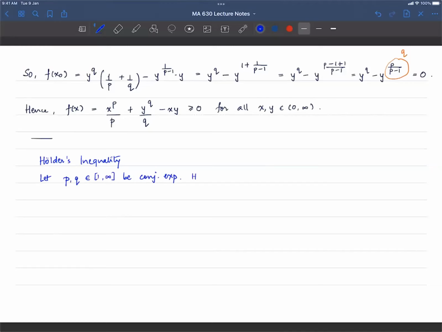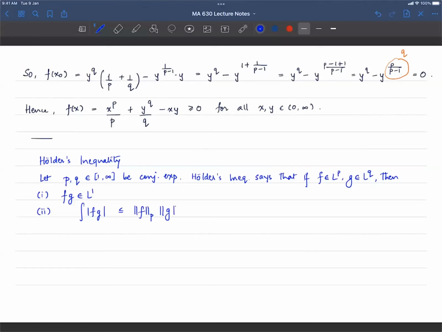Holder's inequality says that if F is in L^P and G is in L^Q, then the following things are true. First of all, F times G is in L^1. And second, if I take the integral of the absolute value of FG, this is less than or equal to this P symbol applied to F times this Q symbol applied to G.